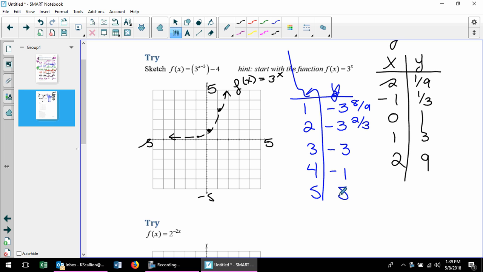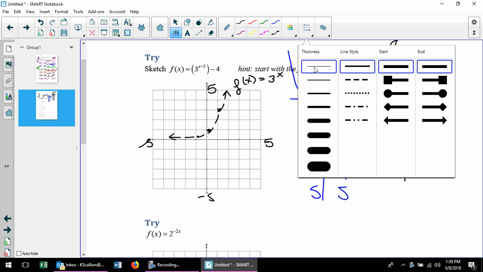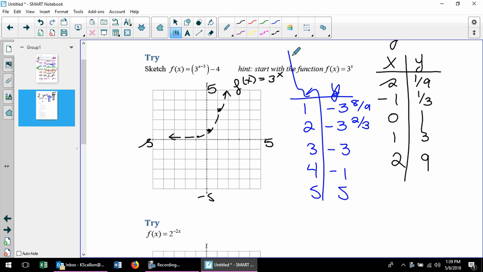What should we do first? I will move my asymptote first. So if my asymptote is at 0 and I go down 4, I'm going to be at -4 now. I like putting the asymptote on there because it reminds me of my boundary. All right, so at 1, I'm at -3 and 8/9, so I'm really, really close to that asymptote. At 2, I'm at -3 and 2/3. I'm a little bit further away. At 3, I'm at -3. At 4, I'm at -1. And at 5, I'm at +5.